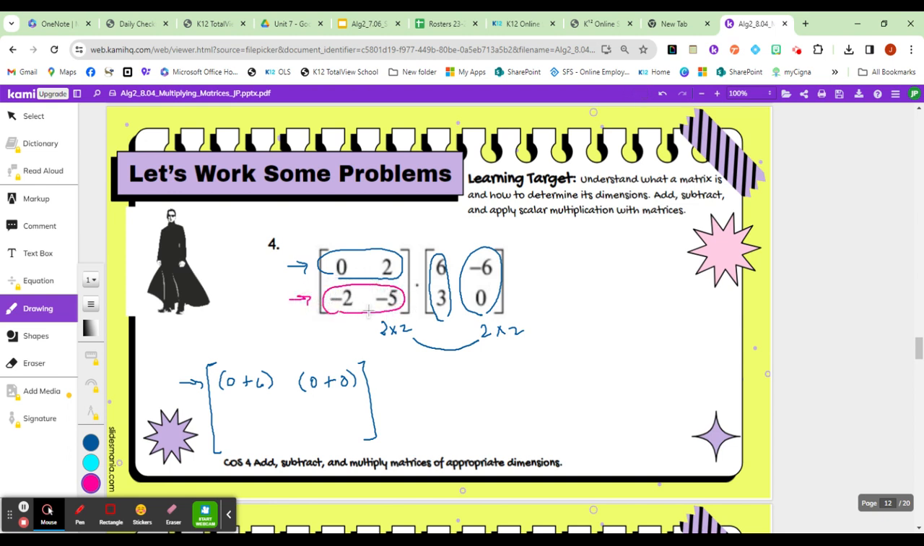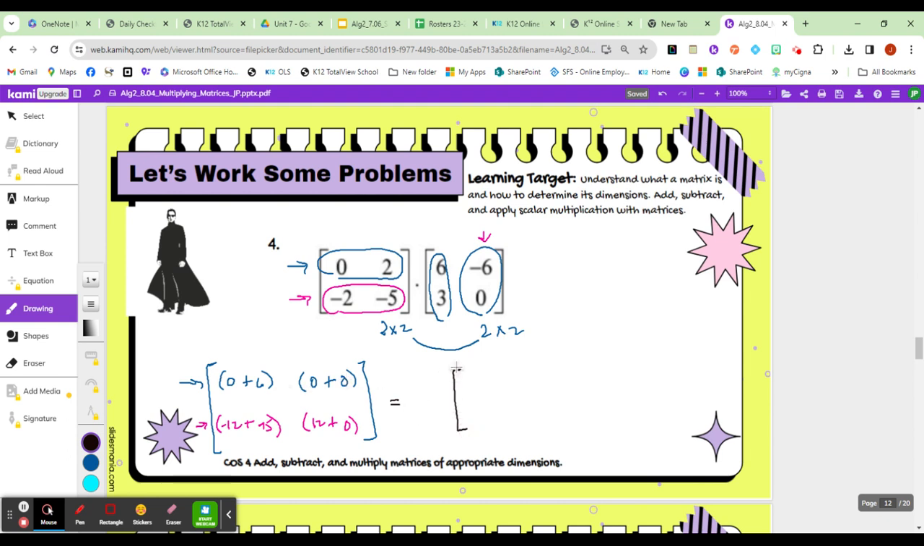So when I'm multiplying with my second row, I'm going to be writing my answers in my second row of my answer. So it's going to be second row times first column. That's going to be negative 2 times 6, which is negative 12, plus, because that's what the formula says, negative 5 times 3, which is negative 15. Then we're going to do second row times second column. That's going to be negative 2 times negative 6, which is 12, plus negative 5 times 0, which is 0. And then we'll simplify.